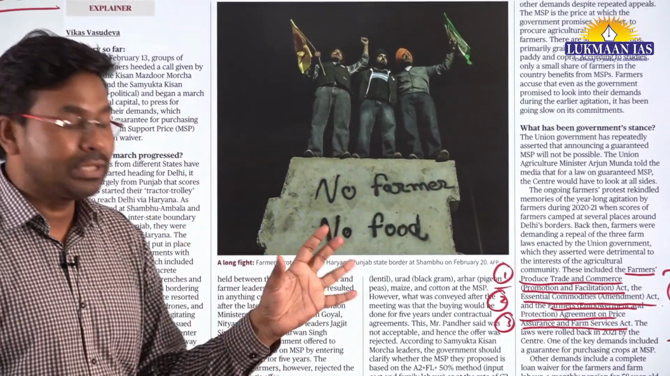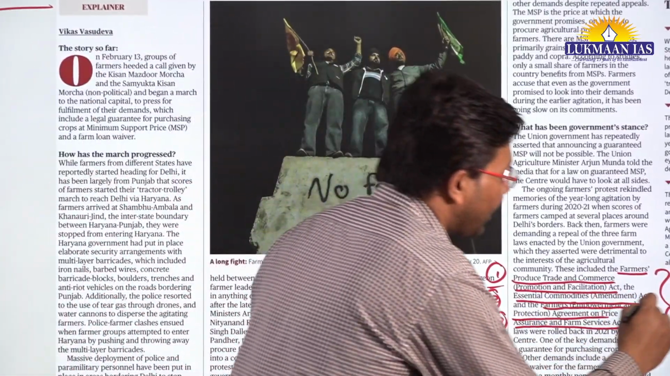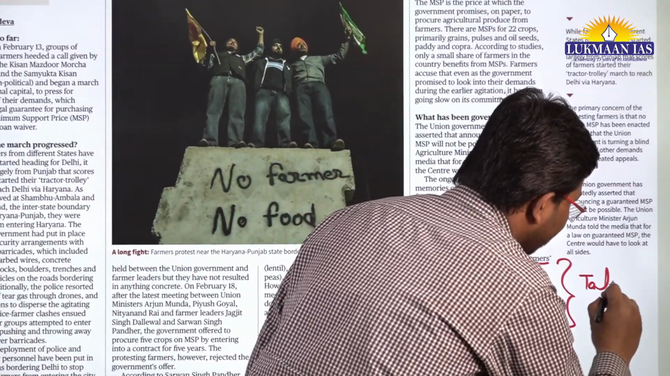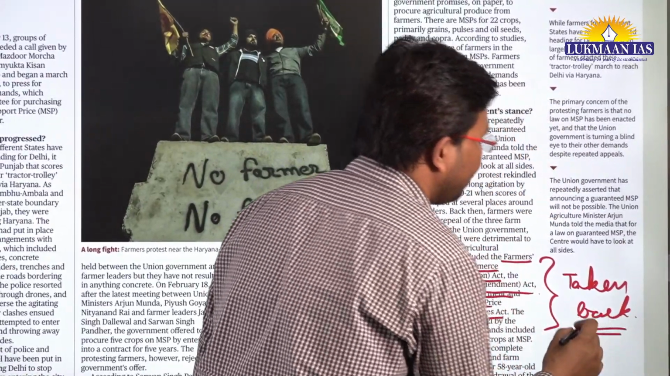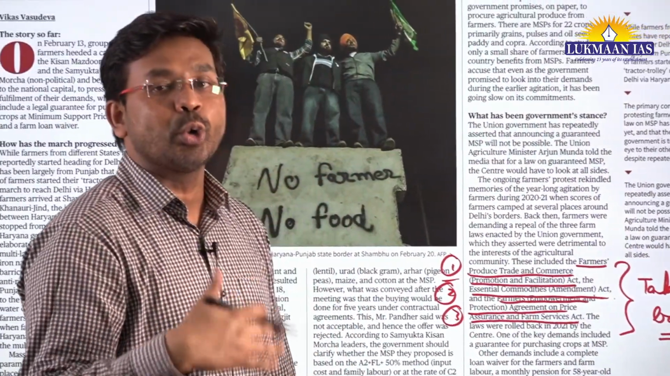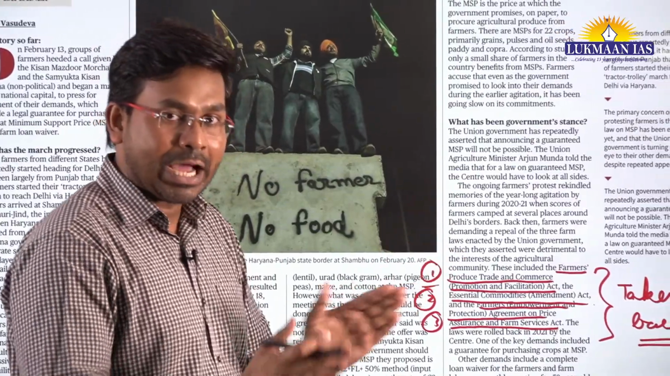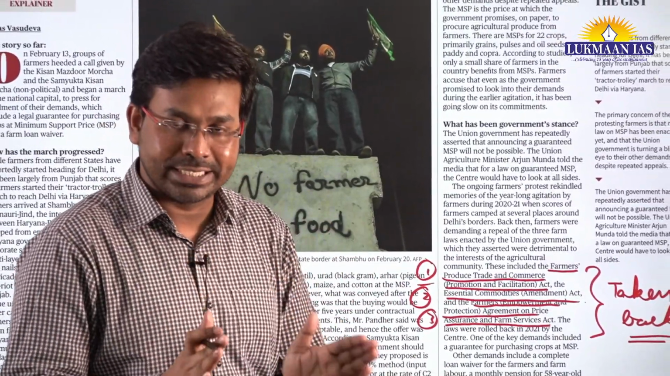So what has happened to these three farm laws? These three farm laws have been taken back. Taken back means these three farm laws have been repealed or rolled back by the central government. Now these three farm laws do not exist.